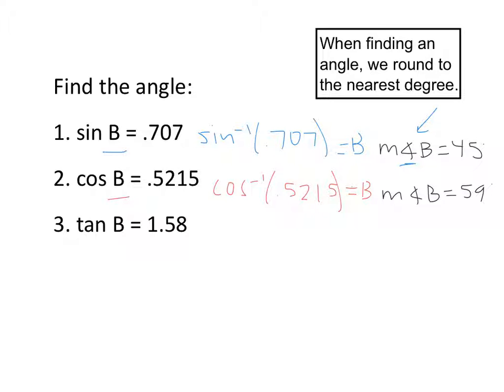Now tangent of angle B is equal to 1.58, so inverse tangent of 1.58 equals B. So the measure of angle B is equal to, so my calculator second tangent of 1.58 gives me 57.66, which then would round to 58 degrees. So just some practice on finding an angle.